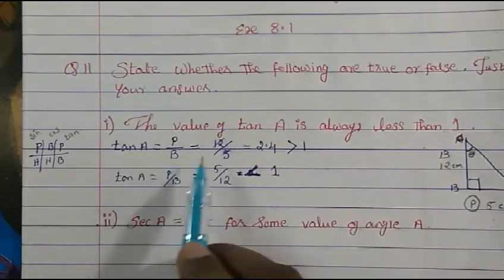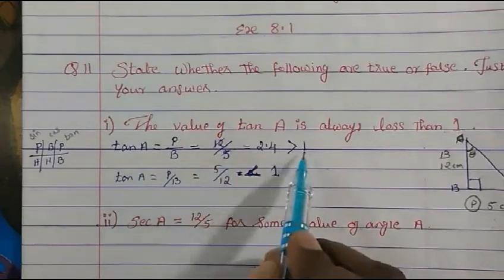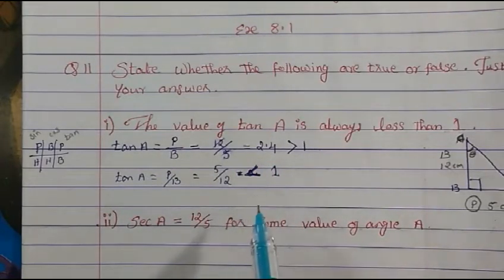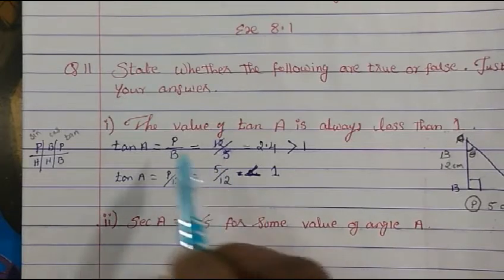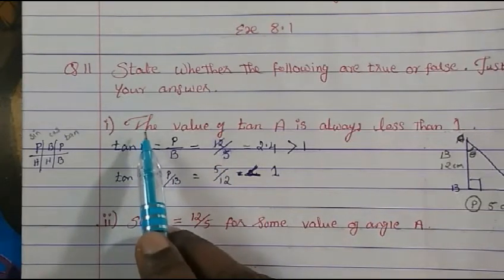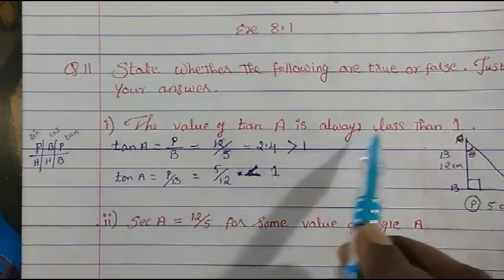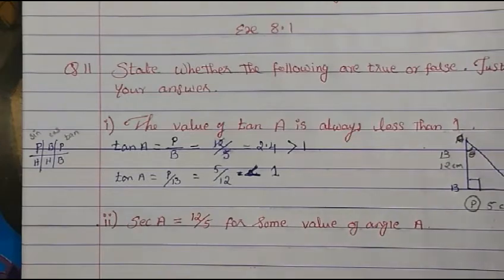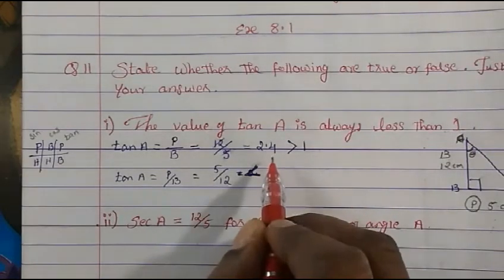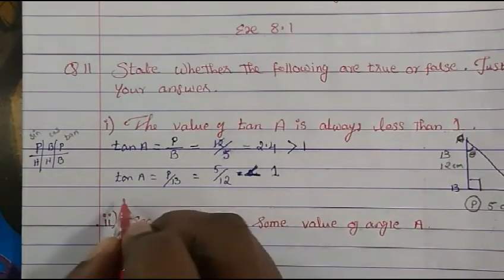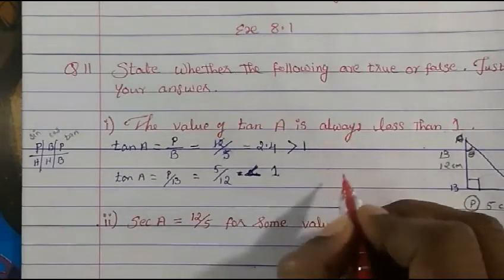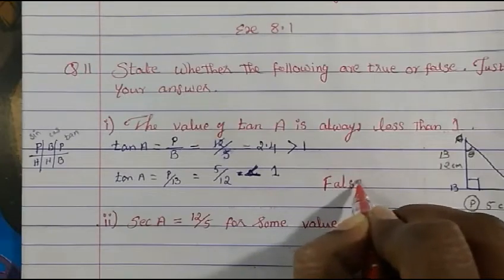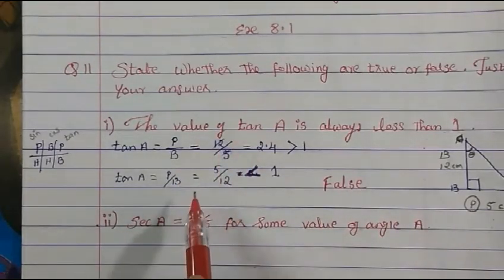So that means tan value can be more than 1. It also can be less than 1. Are you getting it? So then this statement, the value of tan A is always less than 1. So what do you say now? So this is false, because it can be more than 1. It also can be less than 1. So our answer is false. So this is our justification.